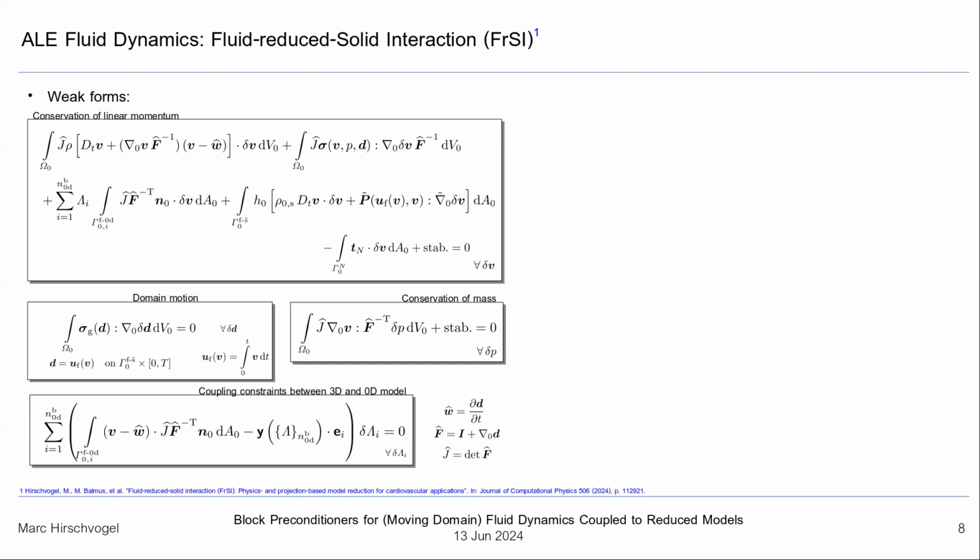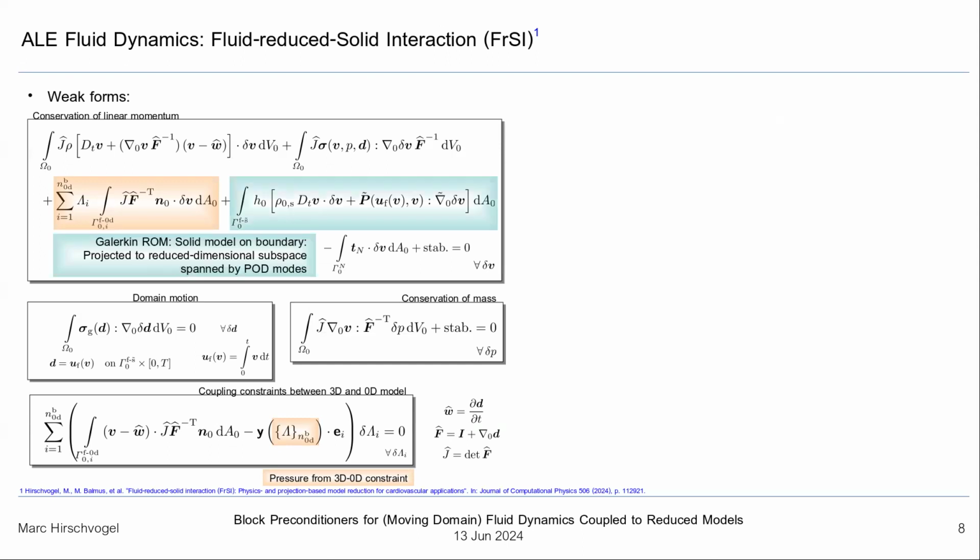The domain motion problem can be some dummy linear elastic solid, for example, and it gets the Dirichlet boundary condition, the fluid displacement on the boundary. That's typically what you do in FSI. And here you again have the traction from the zero-dimensional model. You have now a reduced dimensional solid model on the boundary.